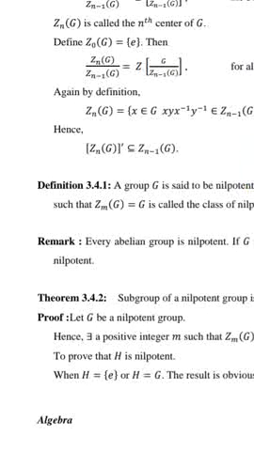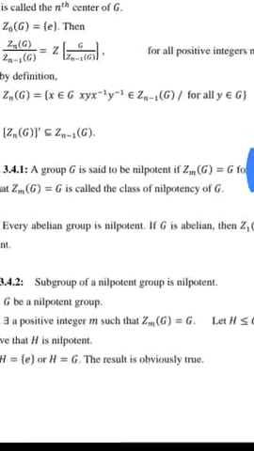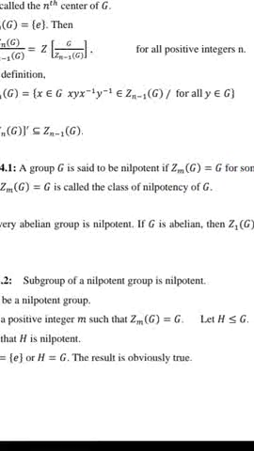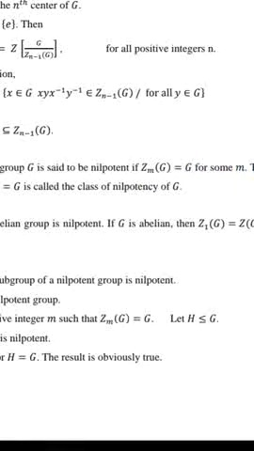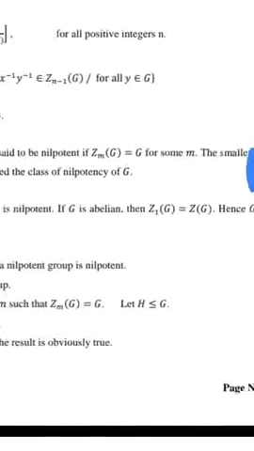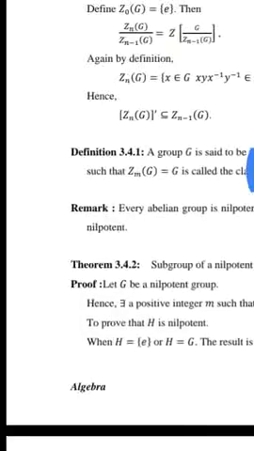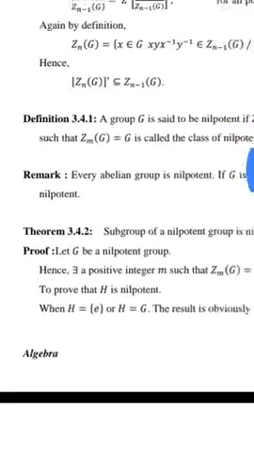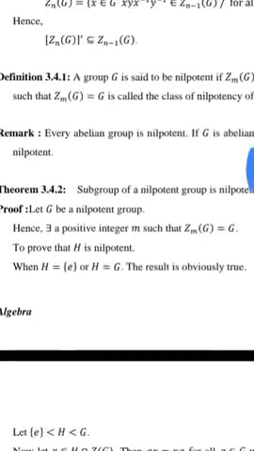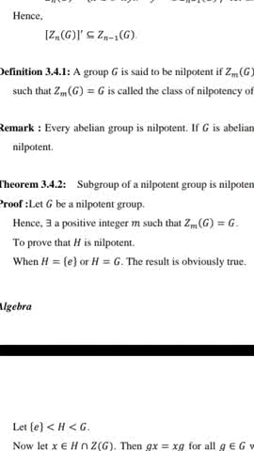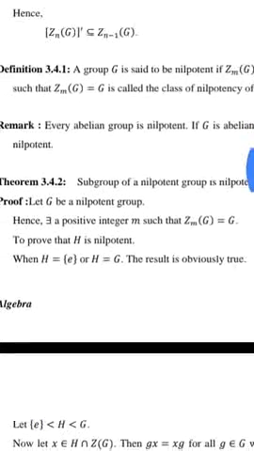Every abelian group is nilpotent. Relation between a nilpotent and abelian group: every abelian group is nilpotent, but a nilpotent group is not necessarily abelian. That is, if G is abelian, then Z_1(G) is equal to Z(G) equals G, hence G is nilpotent. Now the next theorem: a subgroup of a nilpotent group is nilpotent.